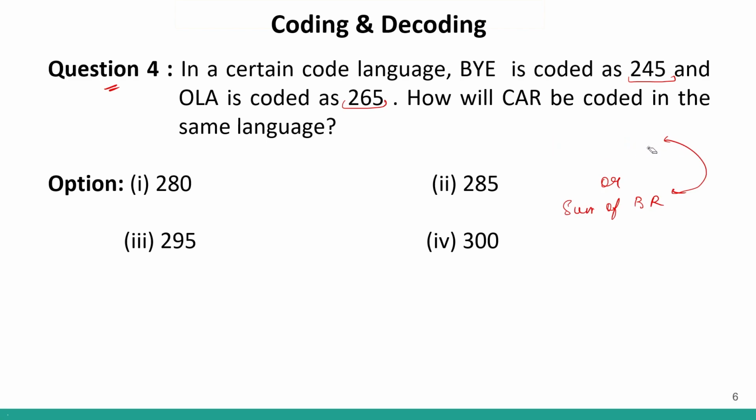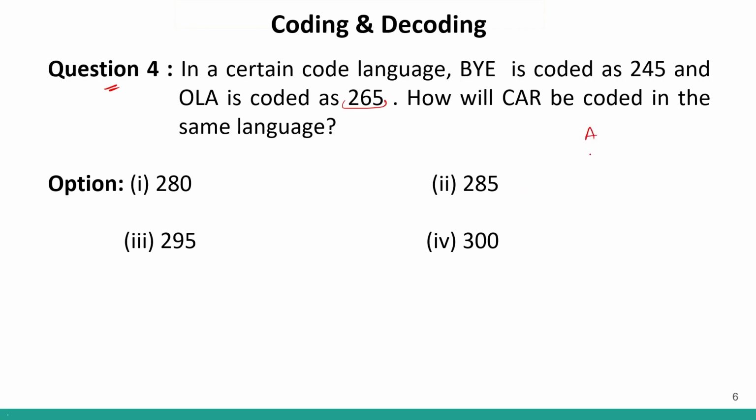So let us check with forward ranks first. With forward ranks, B is 2, Y is 25 and E is 5. So this will be 30 plus 2, that is 32. Can I see a relationship between 32 and 245? This is even, this is odd. So no. So let us check with backward ranks.